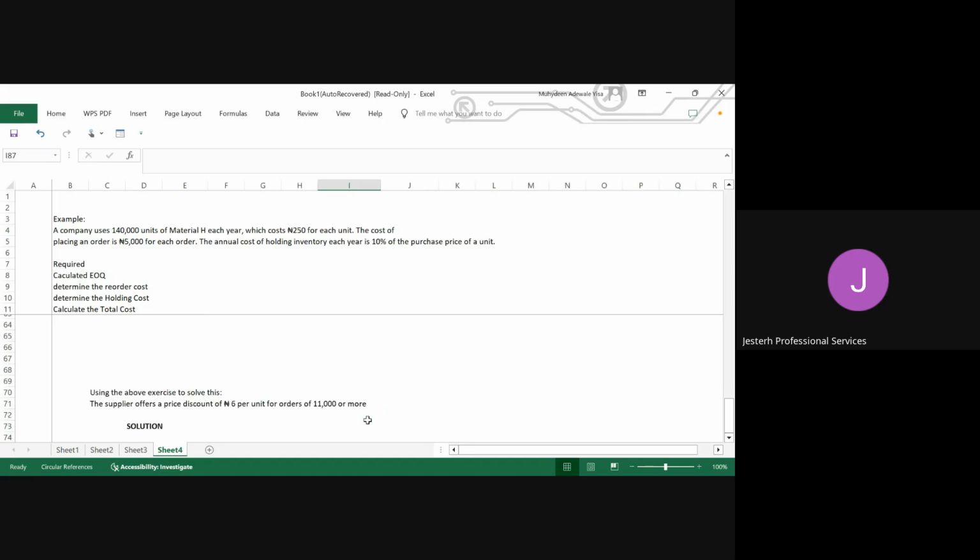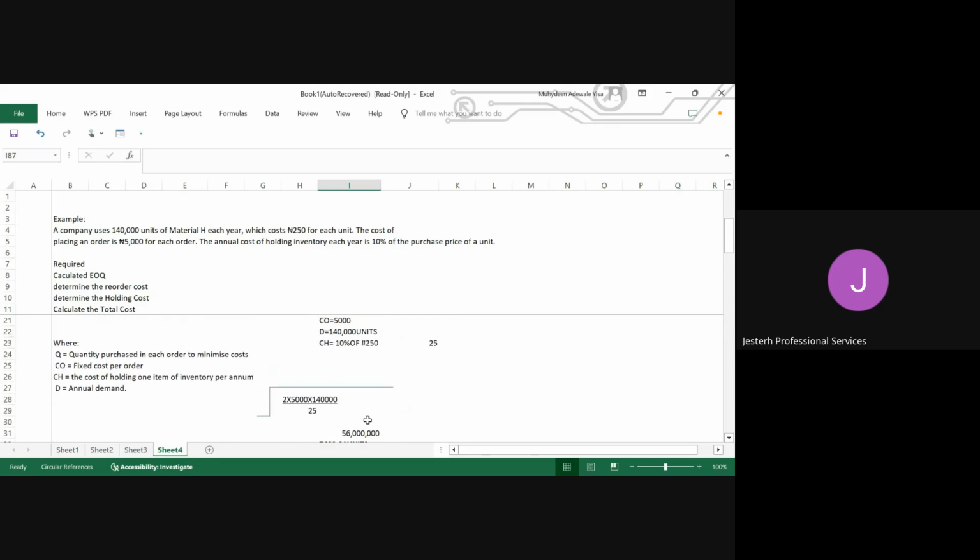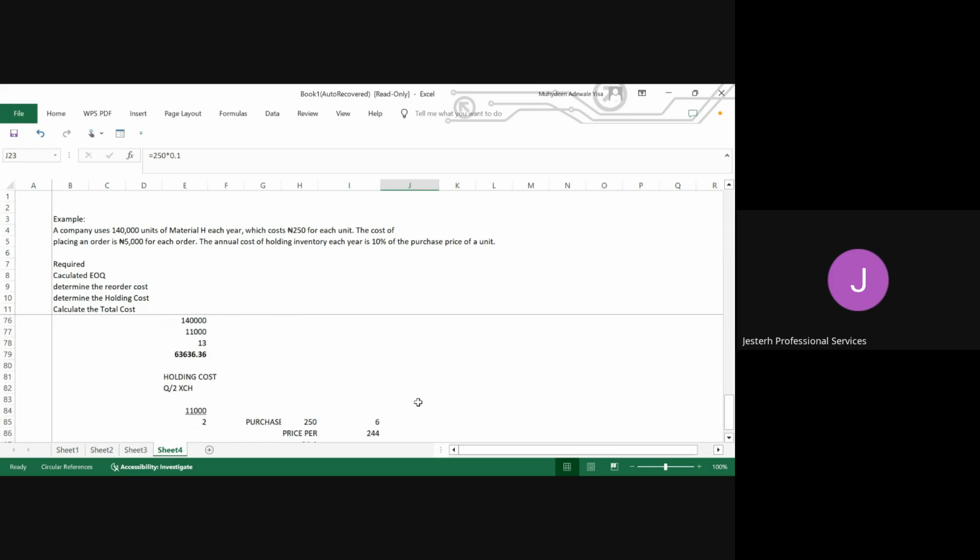You can see the differences now. Without having the discounts from the supplier, our holding cost per unit is 25 naira. But when they decided to give us the discount of 6 naira, our holding cost per unit too is affected. It's reduced from 25 naira per unit to 24 naira 40 kobo per unit.